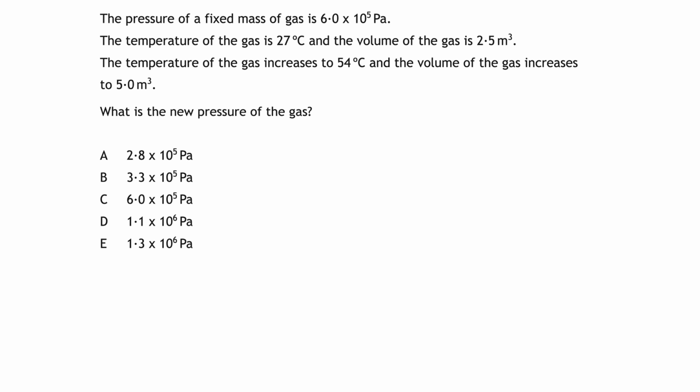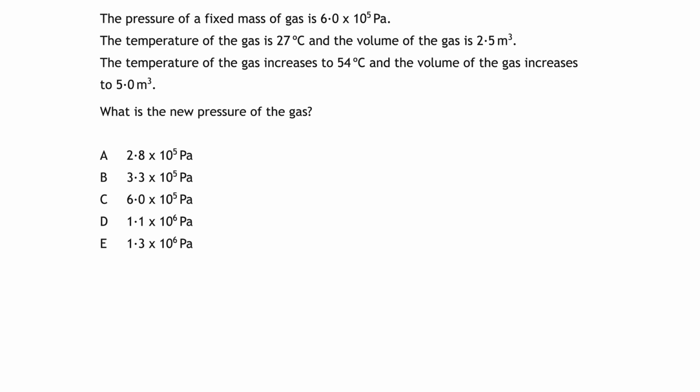The pressure of a fixed mass of gas is 6.0 times 10 to the power of 5 pascals. The temperature of the gas is 27 degrees Celsius and the volume of the gas is 2.5 meters cubed. The temperature of the gas increases to 54 degrees Celsius and the volume of the gas increases to 5.0 meters cubed. What's the new pressure of the gas?